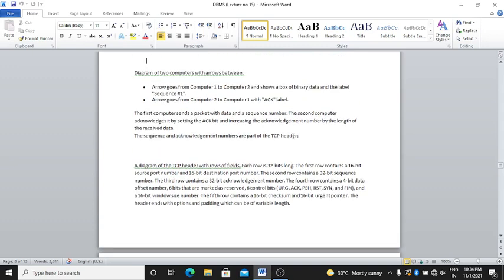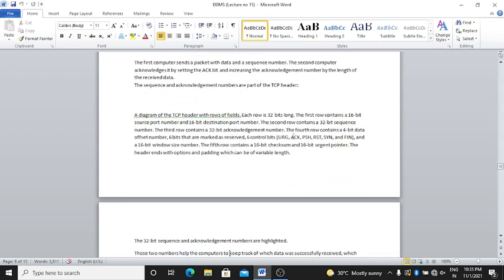Diagram of two computers with an arrow between. The arrow goes from computer 1 to computer 2 and shows a box of binary data labeled sequence 1. An arrow goes from computer 2 to computer 1 with an acknowledgement label. The first computer sends a packet with data and a sequence number. The computer acknowledges it by setting the acknowledge bit and increasing the acknowledgement number by the length of the received data. The sequence and acknowledgement number are part of the TCP header.